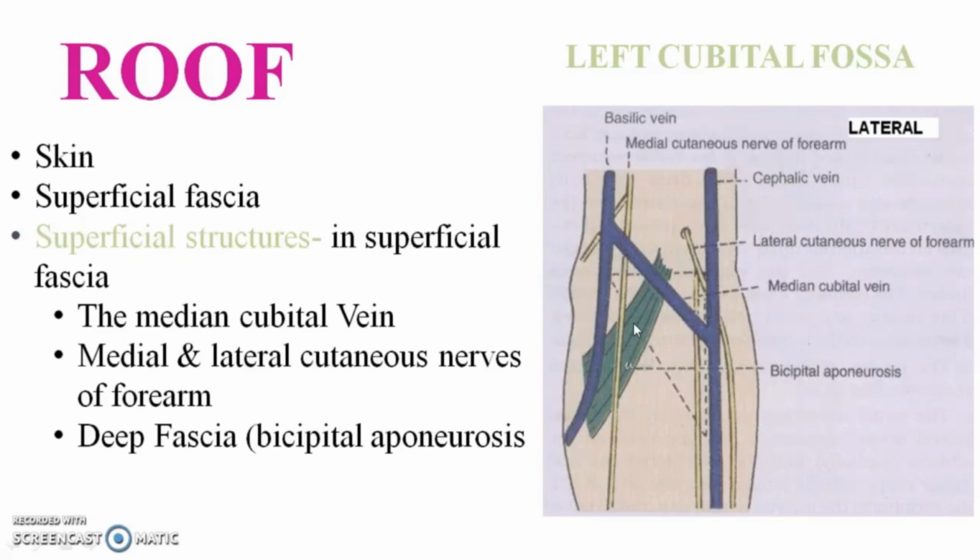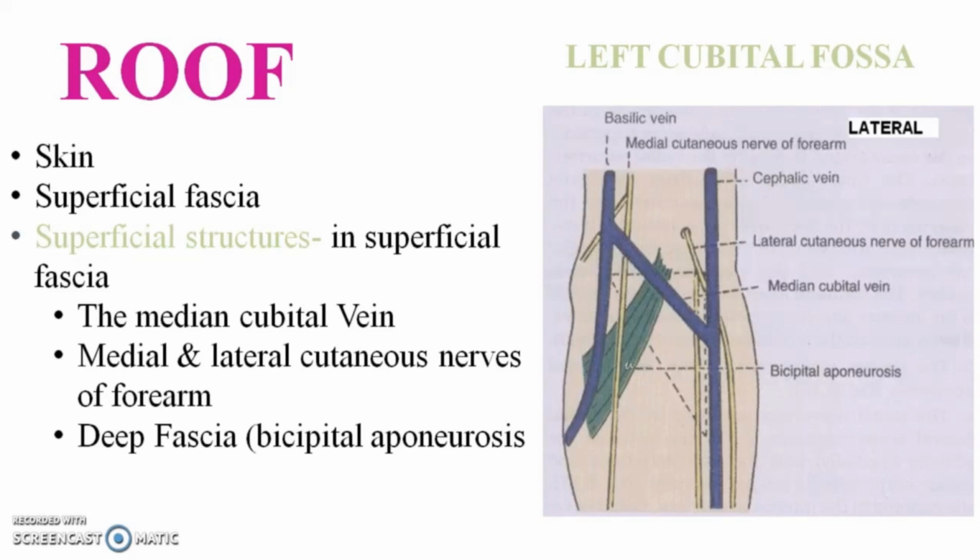About bicipital aponeurosis you already know, it is one way of insertion happening in biceps brachii. So in the roof we will be having skin, superficial fascia and deep fascia along with some structures such as vein and nerves. The vein is the median cubital vein and the nerves are two in number. One is medially present and another one is laterally present. The medial nerve we will call the medial cutaneous nerve of forearm. The lateral nerve is called the lateral cutaneous nerve of forearm.